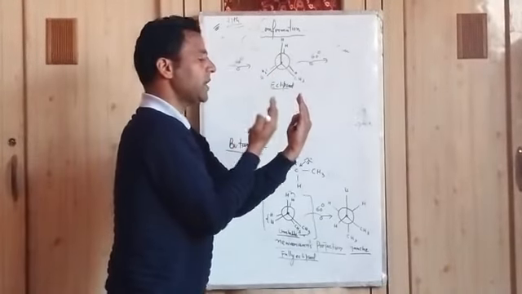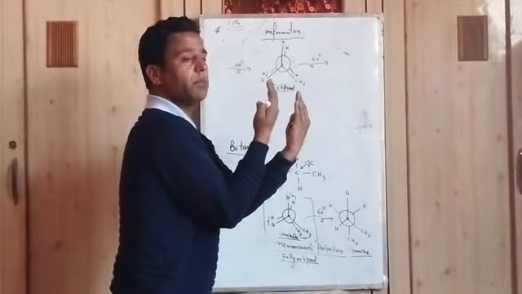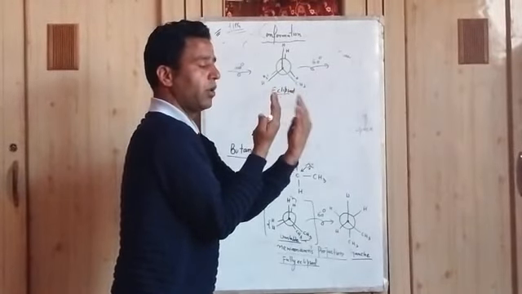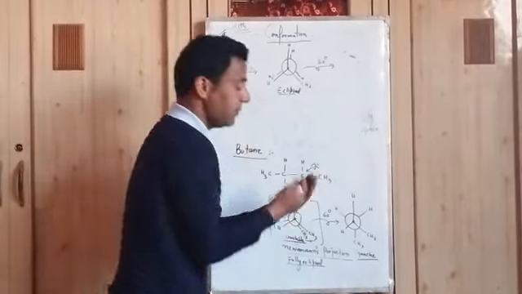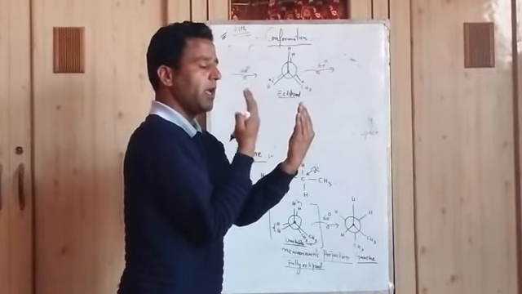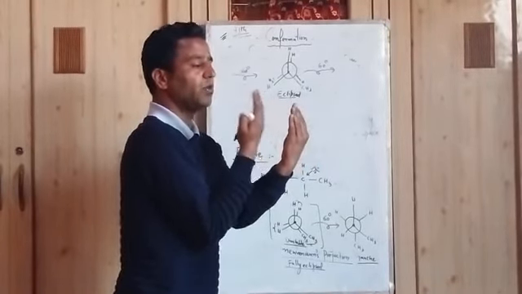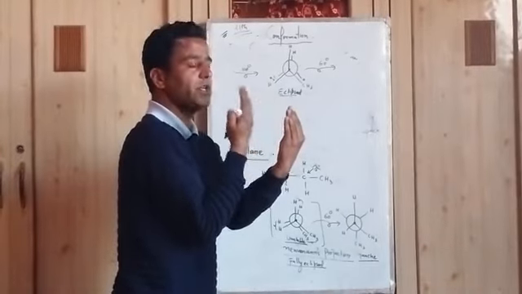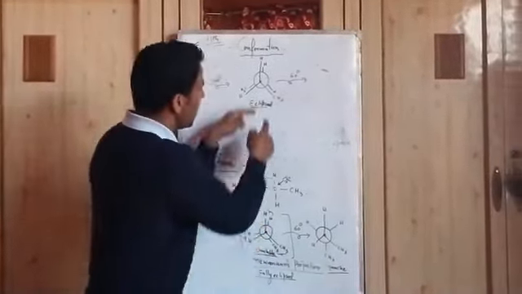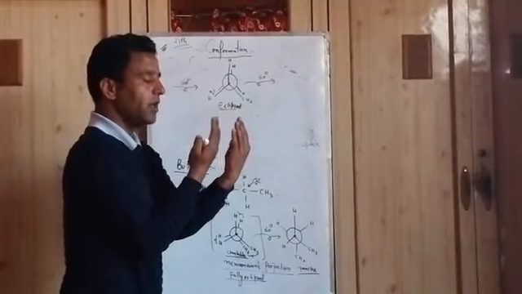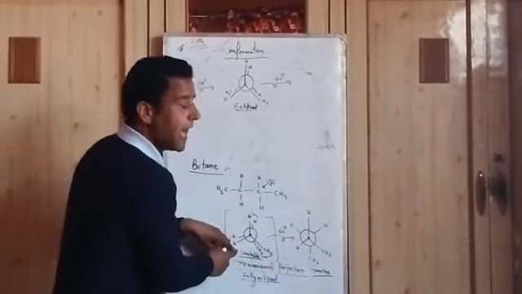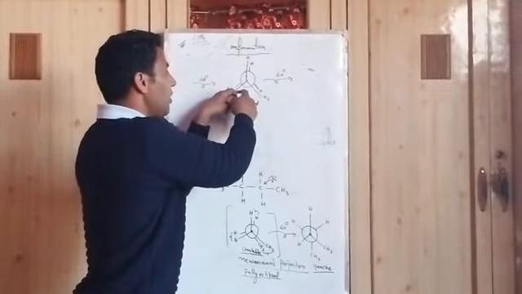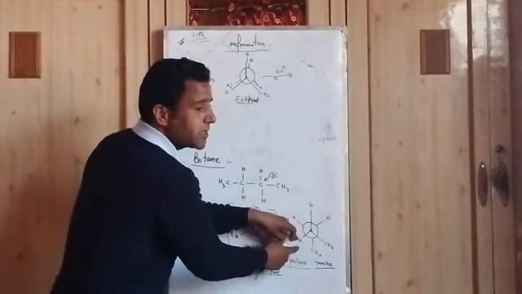Here, methyl and methyl are not behind each other, and the repulsion is less between hydrogen and methyl. As compared to this, when the methyl and methyl groups come close to each other, the repulsion is high and the energy is 0.9. Whereas in the case of hydrogen, the energy due to repulsion is 0.7. So if this has the high energy, this has the low energy, this has the least energy.